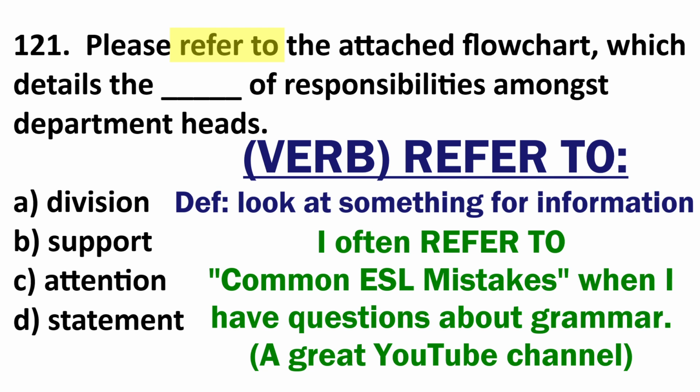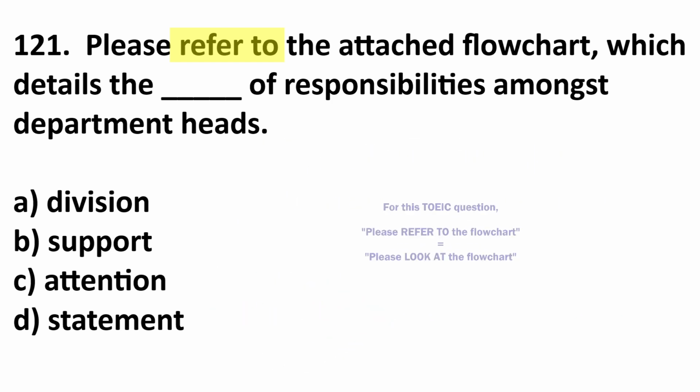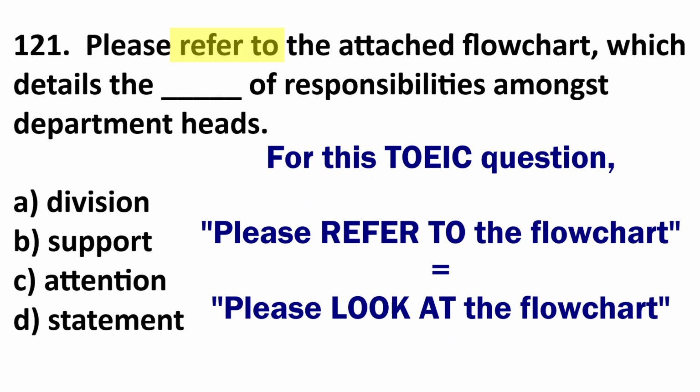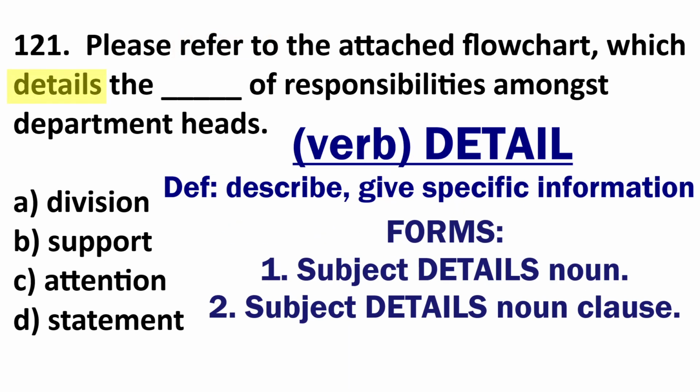So we can say someone refers to something. So in this TOEIC question, it says, please refer to the attached flowchart. Please look at the flowchart for information. The next vocab is the verb detail.